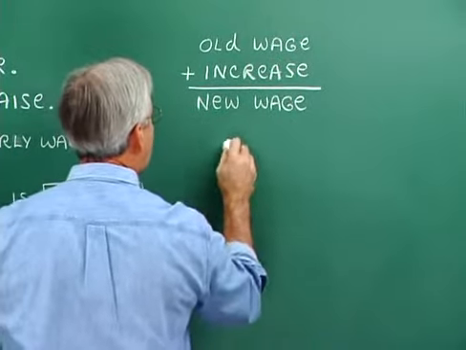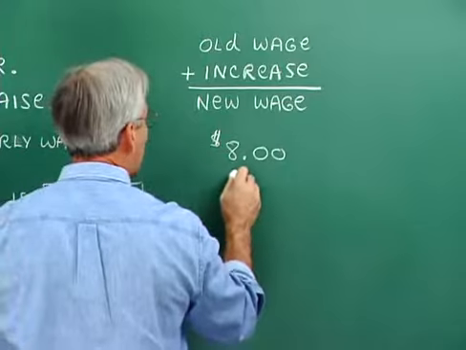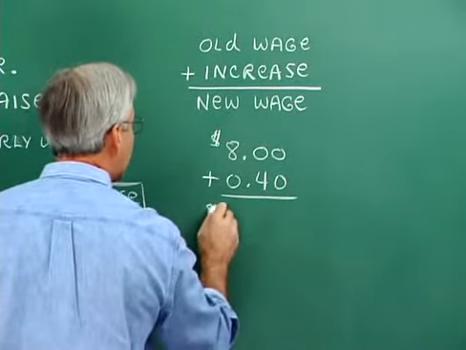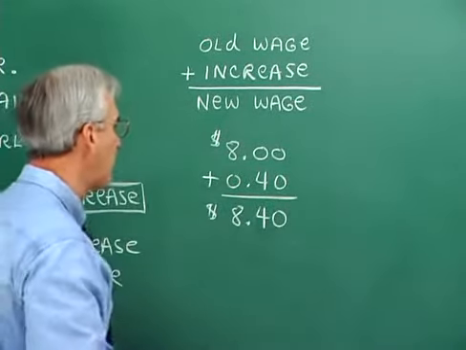All right, now it's pretty easy. The old wage, $8 per hour. The amount of the increase, 40 cents per hour. Add those together to find the new hourly wage to be $8.40 per hour.